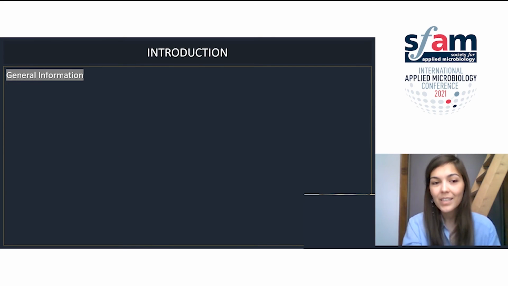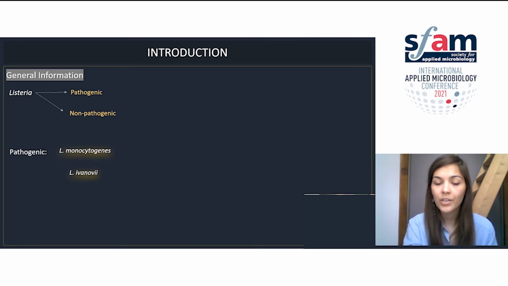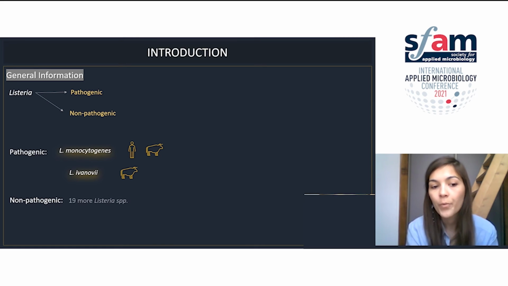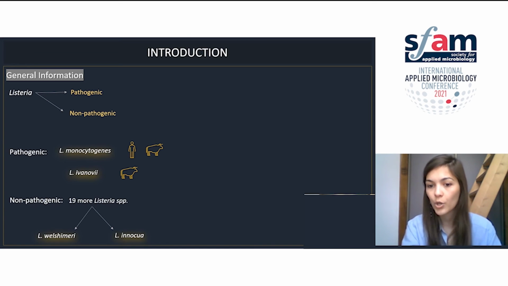To begin with, Listeria species are divided into two categories, the pathogens and the non-pathogens. Listeria monocytogenes and Listeria ivanovii are two pathogenic Listeria species which can cause disease in humans and ruminants, or ruminants only, although some rare Listeria ivanovii human cases have been recorded in the past. The non-pathogenic species are comprised of 19 other Listeria species, including the environmental Listeria welshimeri and Listeria innocua species. However, one of the highest significance is Listeria monocytogenes, which is the causative agent of listeriosis.